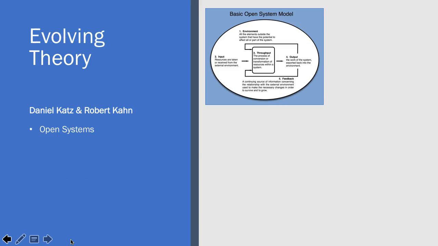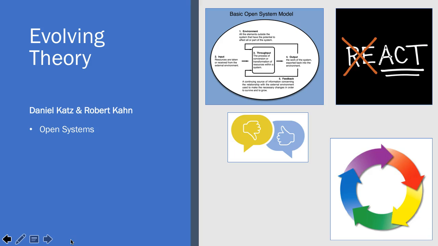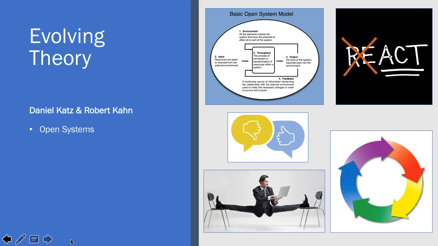Next, we have the evolving theory. We have Daniel Katz and Robert Kahn, who brought forward the open system model, talking about a system that takes the environment into account, that takes feedback from processes into account. It's very different than what Max Weber's ideal bureaucracy had focused in on, because this is more personal. This is about opening up management and taking into account the personal side of the people who run an organization. So again, having the opportunity to focus action based on feedback, based on outputs.